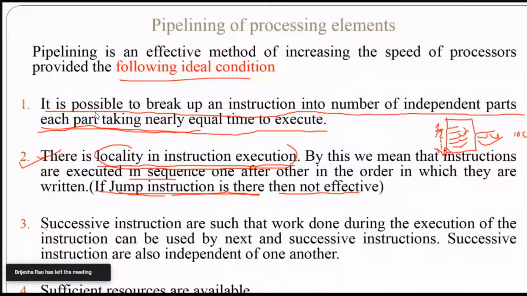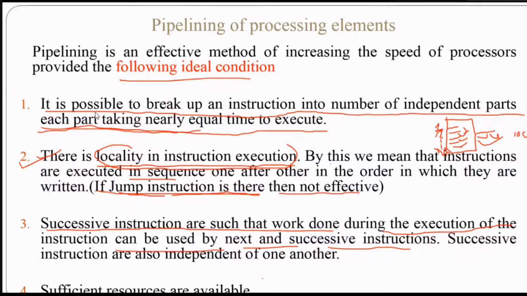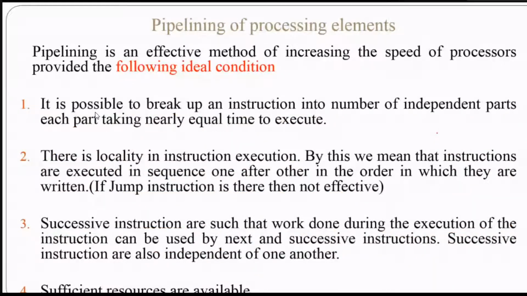Same way, successive instructions are such that work done during the execution of your previous instruction can be used by the next instruction, and these successive instructions should be independent of each other. दोनों instruction आप separately execute कर पाने चाहिए. First instruction as well as second instruction, both should not be dependent on each other. If they are dependent, then there will be a problem in pipelining. So we will discuss all these kinds of problems also. वो problems क्या आएंगे, कैसे आएंगे, सब कुछ हम discuss करेंगे. But this is the ideal condition. अगर दोनों instruction independent हैं, then pipelining will give you a better result.